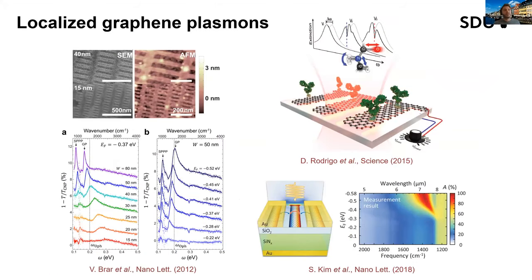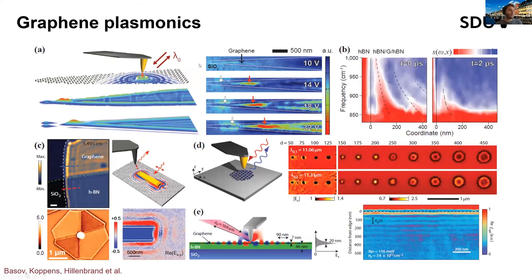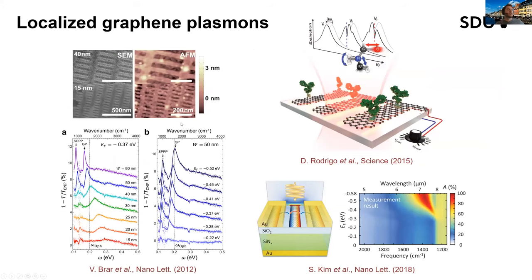Now, rather than exciting propagating plasmons, because you need that metallized tip to couple the momentum of the free space light with the momentum of the plasmon, that is what's being done in these experiments. You can instead pattern the graphene and then have nano resonators that support localized modes. And now you can just couple with light from free space.